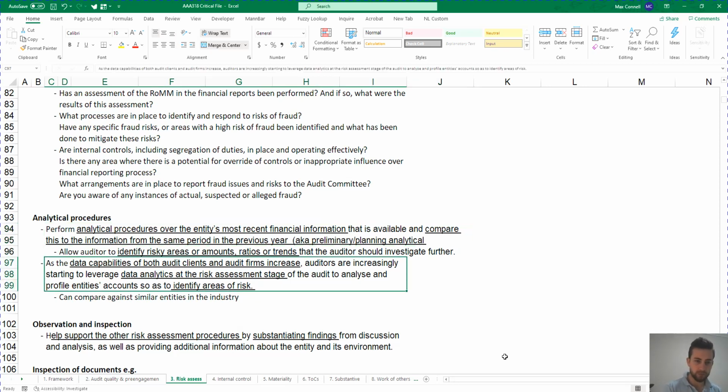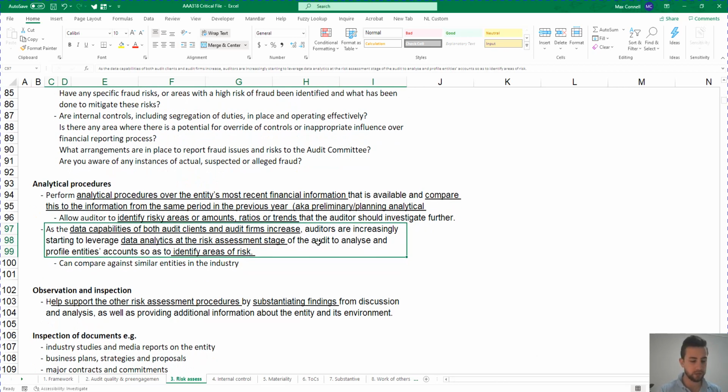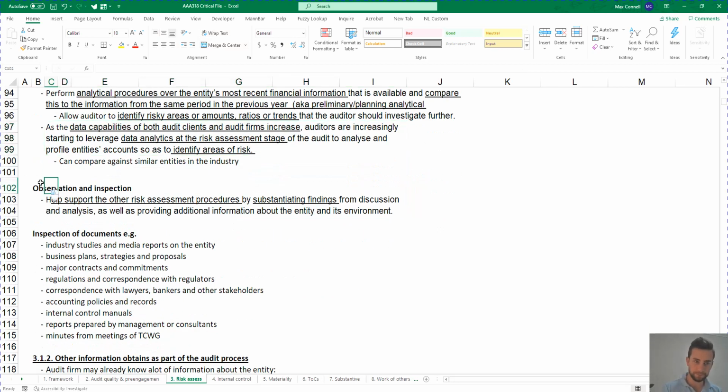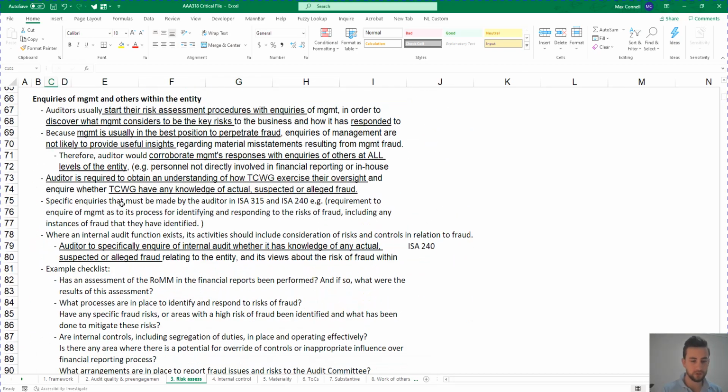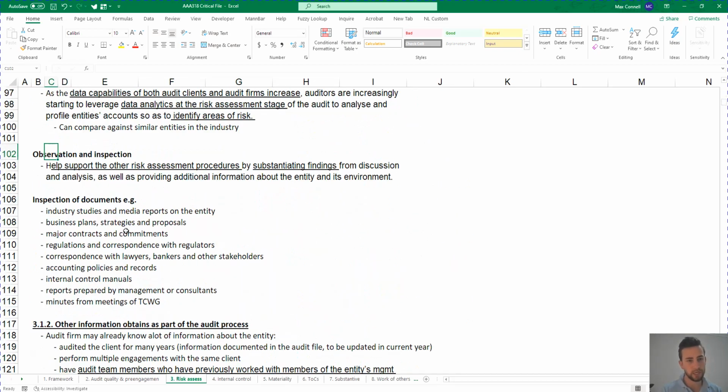So as the data capabilities of both audit clients and audit firms increase, auditors are increasingly starting to leverage data analytics at the risk assessment stage of the audit to analyze and profile entities' accounts. It's becoming more and more of an important area of audits, just doing that data analytics to find the areas, and make audits more efficient, the areas that they should be looking at for risk. And then finally, the third thing that auditors must do at minimum is observation and inspection.